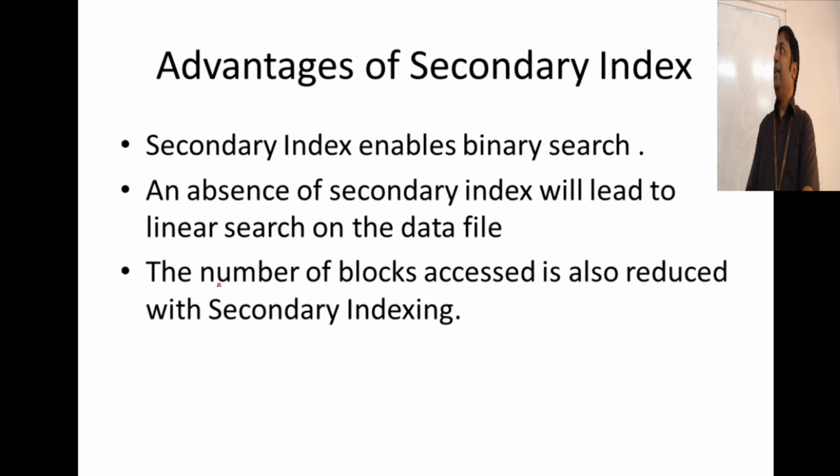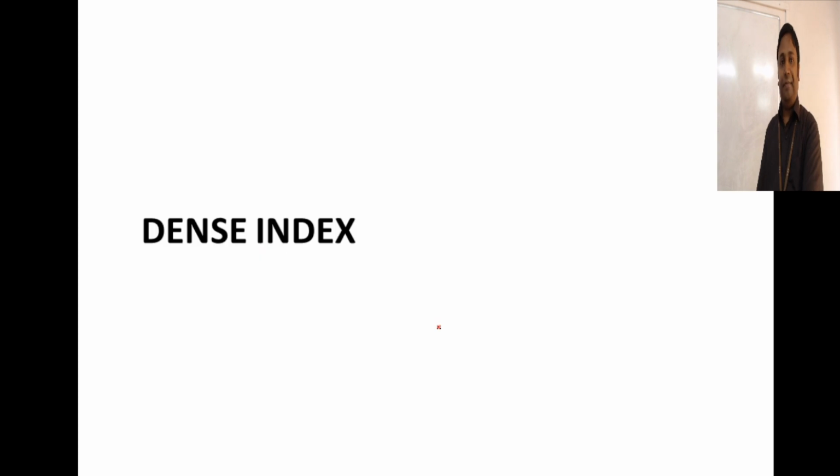So what are the advantages of secondary index? We landed up with 10 blocks. It's better than your linear search, but not better than your primary index. Primary index ended up with 7 blocks, but this ends up with 10 blocks. And absence of secondary index will lead to linear search on the data file. The number of blocks accessed is also reduced with secondary indexing.